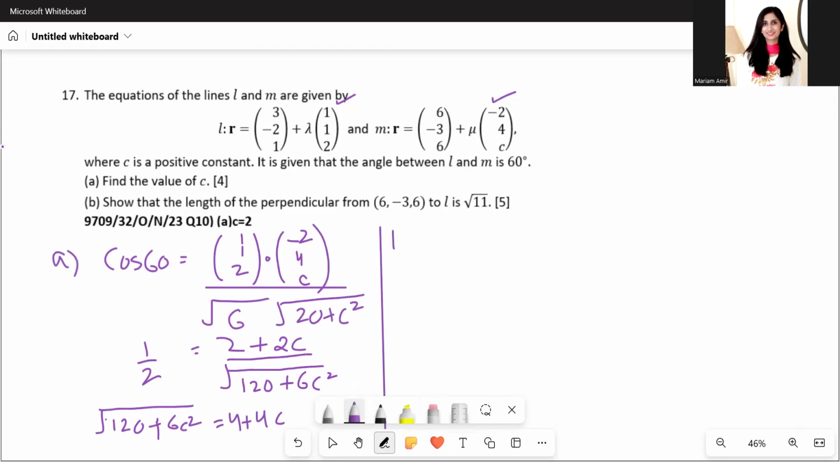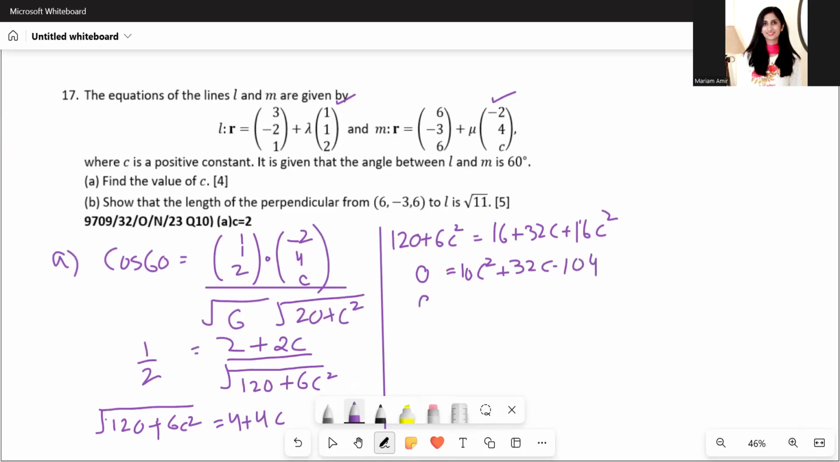Square both sides. 120 plus 6C squared equals, apply the identity a square plus 2ab plus b square. So 16 plus 32c plus 16c squared. Rearrange, get a quadratic equation. 0 equals 10c squared plus 32c minus 104.